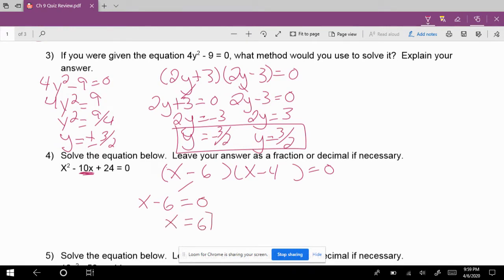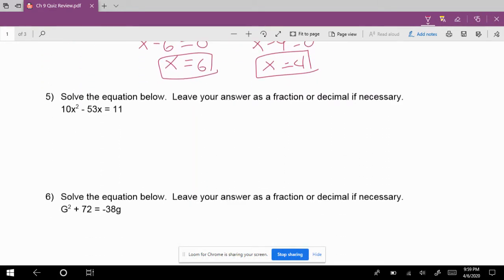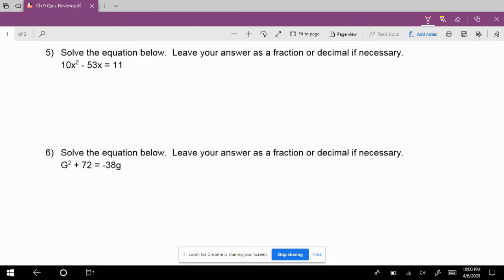We get positive 6 and positive 4. Those will be our two answers for that one. All right, 5. The first thing I notice is, well, I can't use the square root method again because of that 53x. So for factoring and the quadratic formula, those have to get c equal to 0.